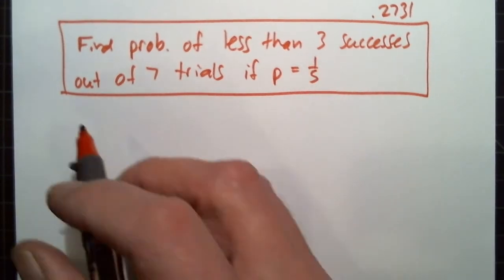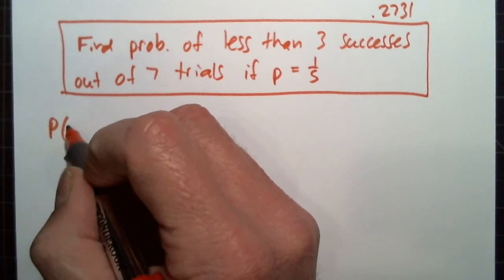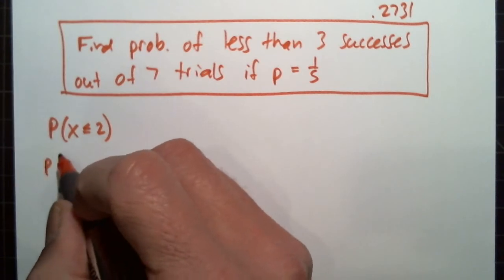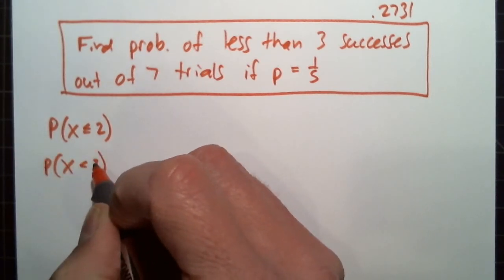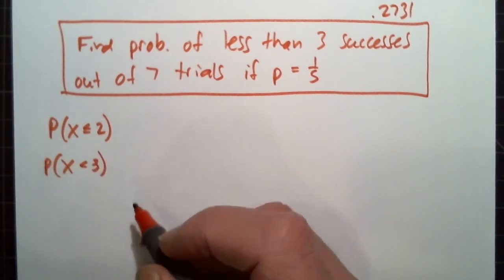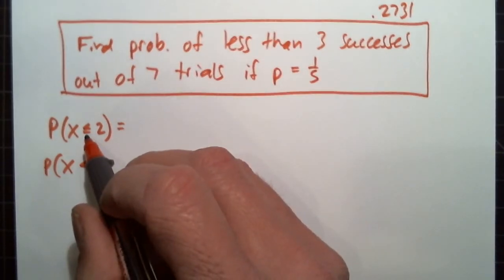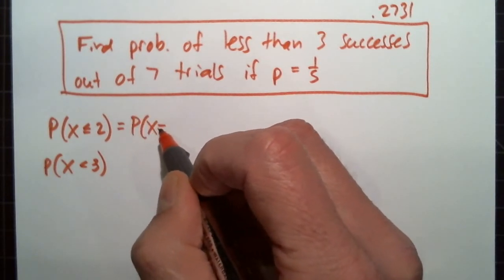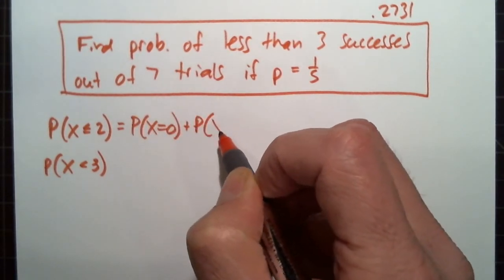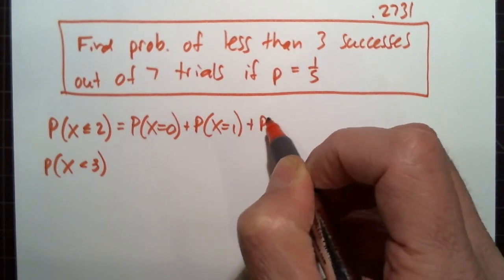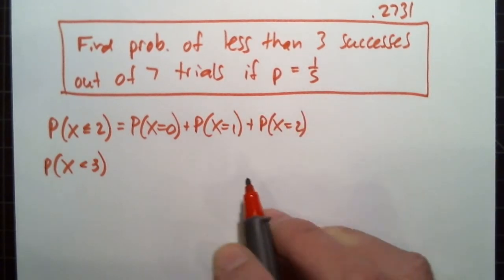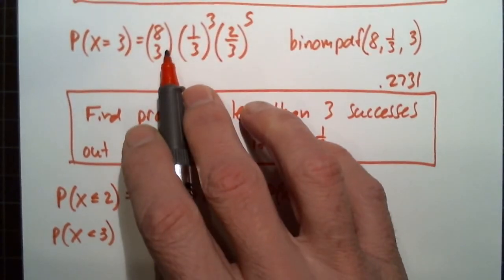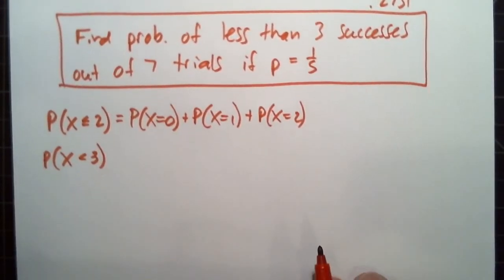If we were doing it by hand, it would be the probability that X is less than or equal to 2. You could also say the probability that X is less than 3. These mean the same thing. And this is going to be important when we look at the calculator. That's the probability that X equals 0 plus the probability that X equals 1 plus the probability that X equals 2. So doing that by hand would be a lot of work. We have to do this formula for each of these.